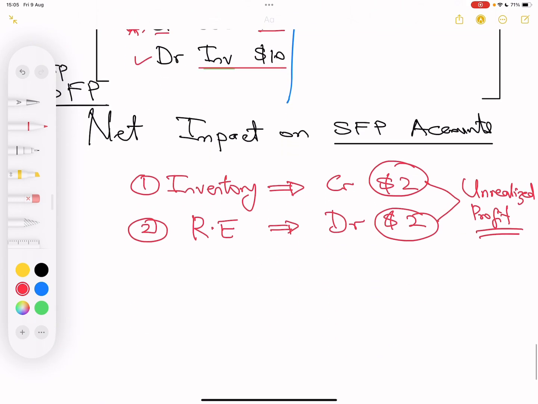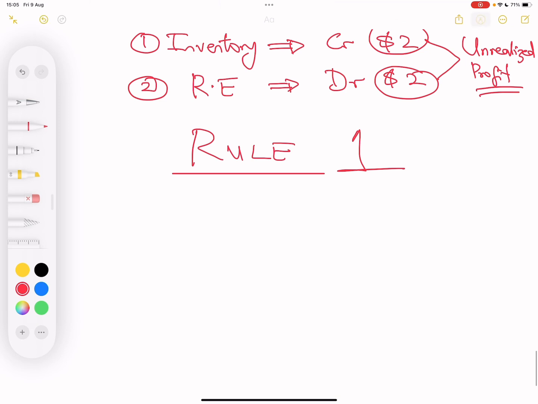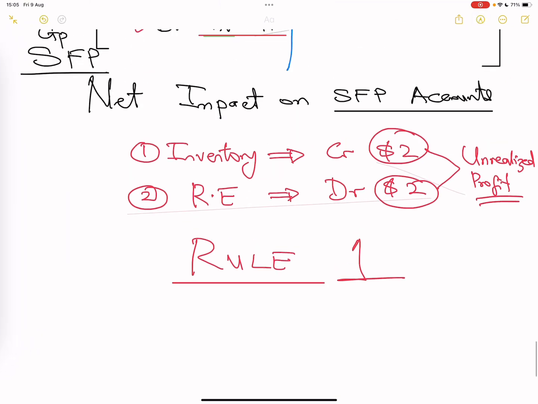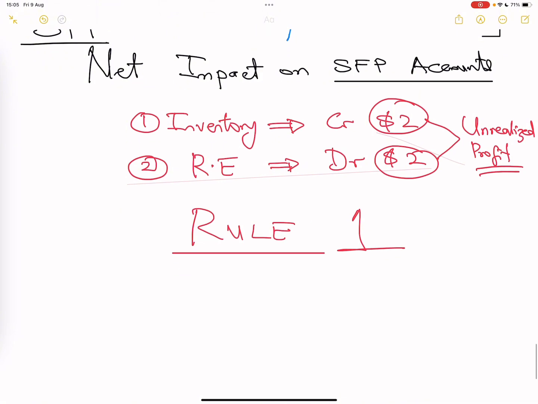And what do we do when we have unrealized profit? Now it's time to memorize the rule. So the rule on unrealized profit, rule 1. Now, I'm telling you first thing to memorize. Remember, I don't like people memorizing, but I'm telling you, memorize this one when you are preparing your statement of financial position. Once you calculate your unrealized profit, the rule is that you debit your retained earnings.